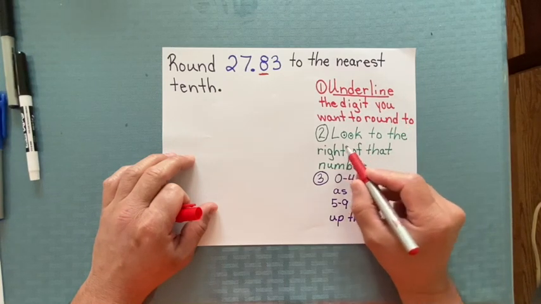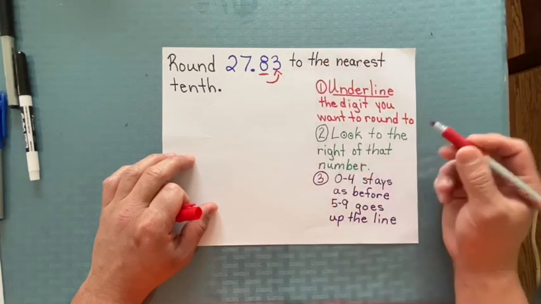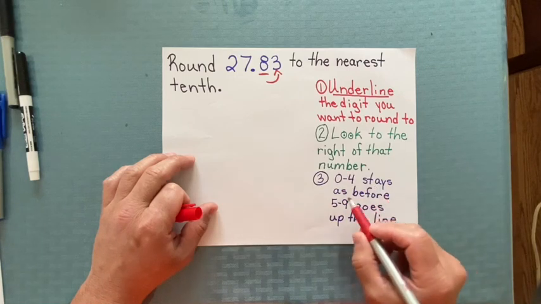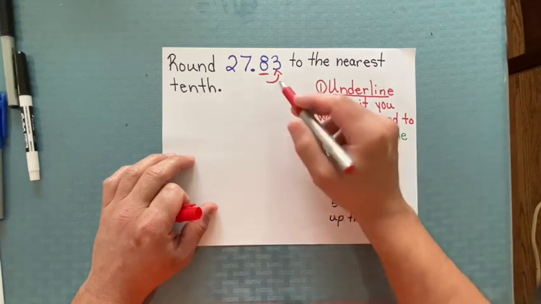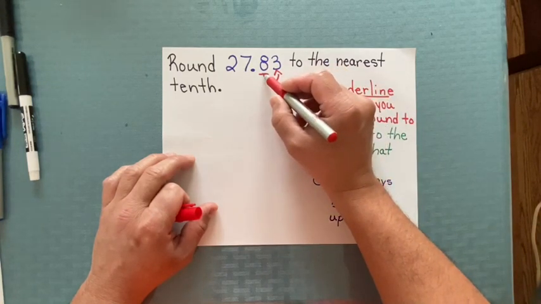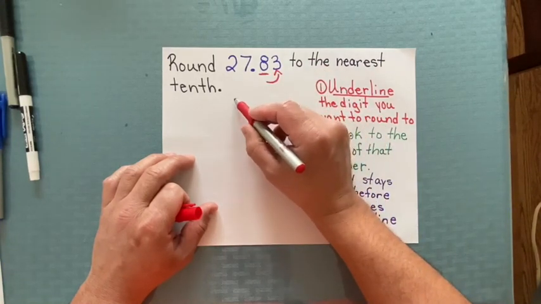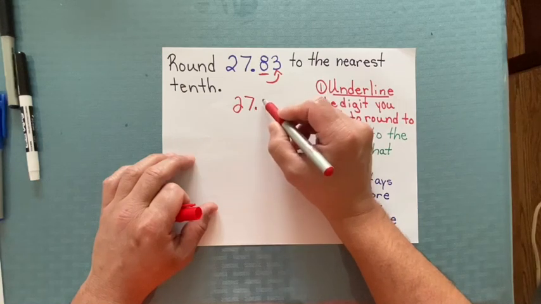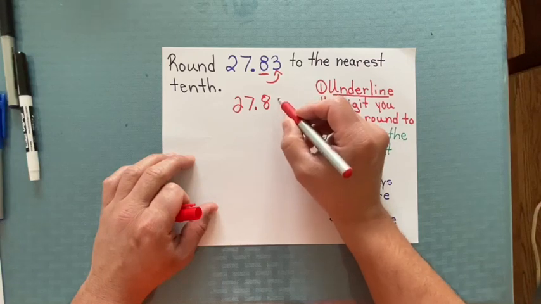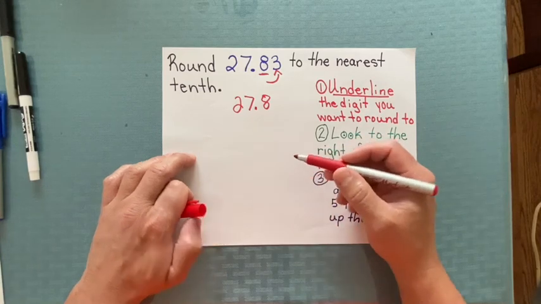Next, we're going to look to the right of that number. Now that number is a 3. We move on to step 3. It says 0 to 4 stays as before, 5 through 9 goes up the line. So that 3 is between 0 through 4. Therefore, that 3 is going to tell that 8 to remain the same. It does not move up the line. So our answer here would be 27 and 8 tenths. If you wanted to, you could add a 0 at the end, or you could leave it alone. Our answer here will be 27 and 8 tenths.